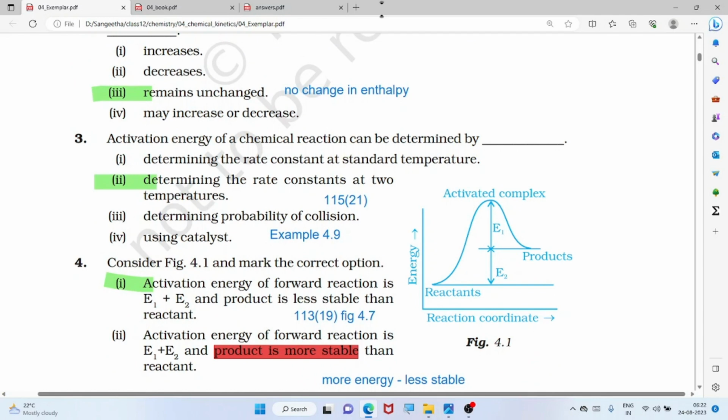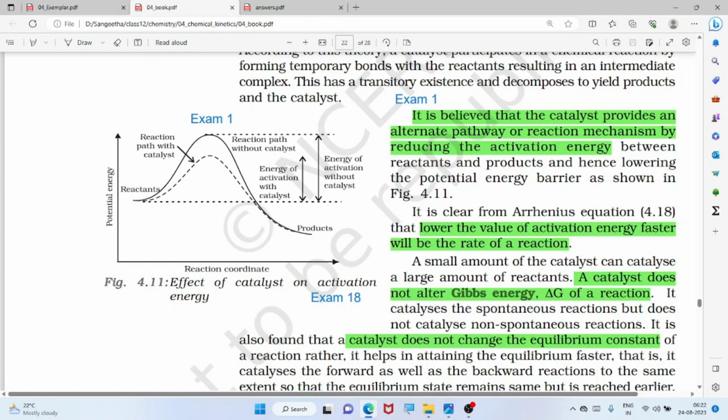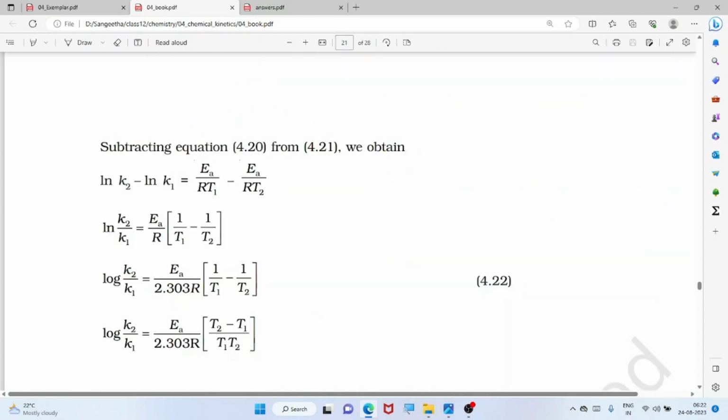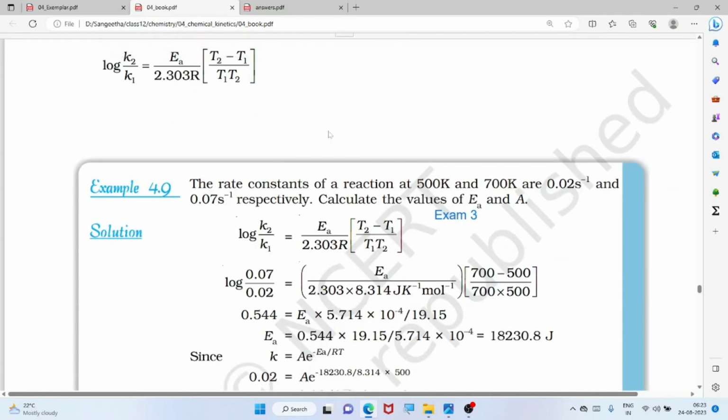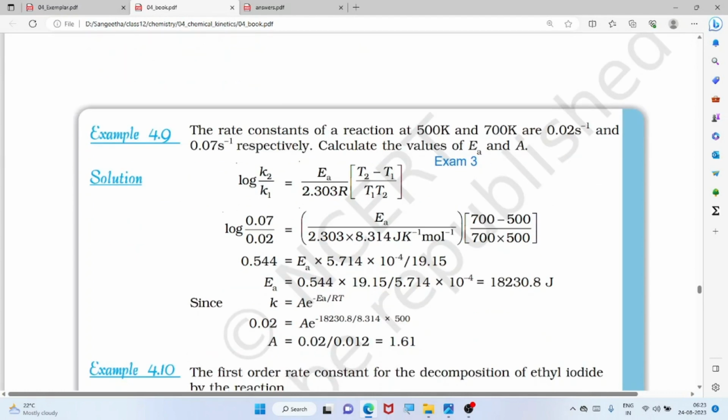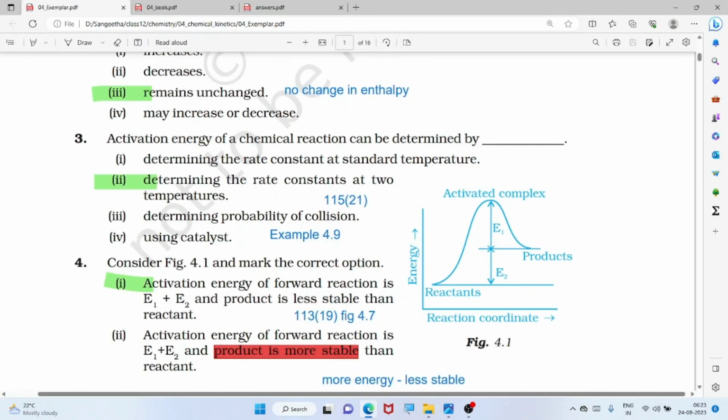The activation energy of a chemical reaction can be determined by taking the rate constant at two different temperatures. Here, they are given the rate constants at two different temperatures, and from that they are calculating the activation energy. You can go through this example. That's how you compute the activation energy.